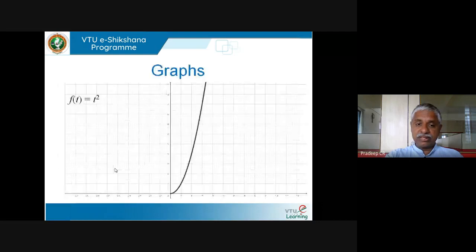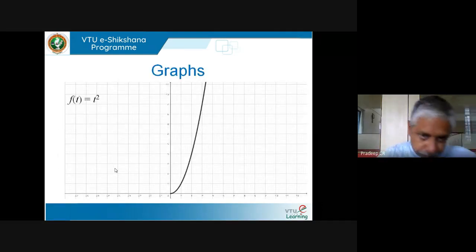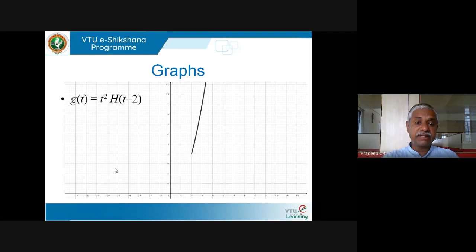So this we have done. Oh, one more example. Instead of F(t) equal to t, let us try F(t) equal to t squared. What happens to F(t) equal to t squared? This is the graph. Now, what happens to G(t), which is t squared into H(t minus 2)? This is basically same as t squared, but the first 2 seconds got erased, because H(t minus 2) is 0 up to 2. So it is 0. After that, it continues as it was before.